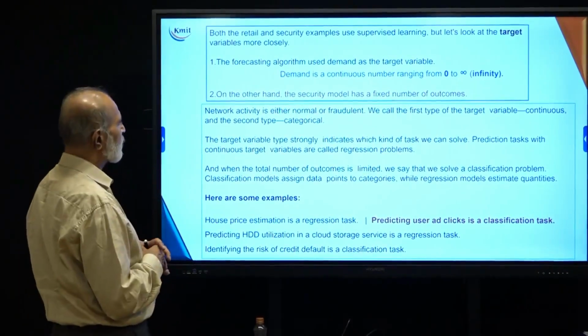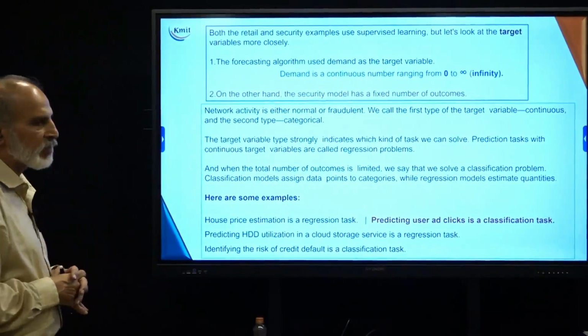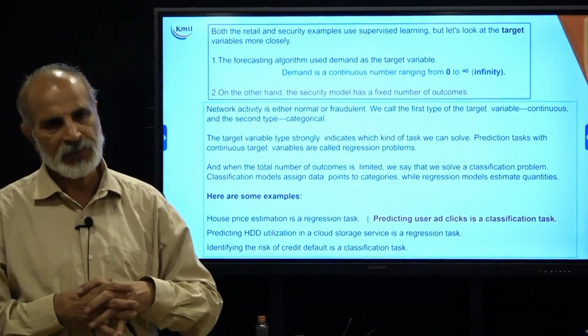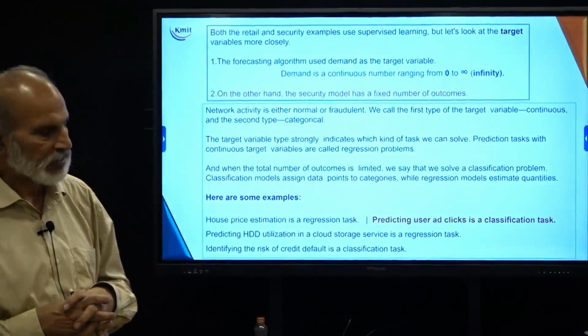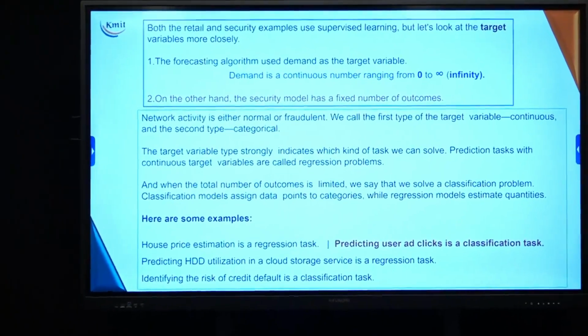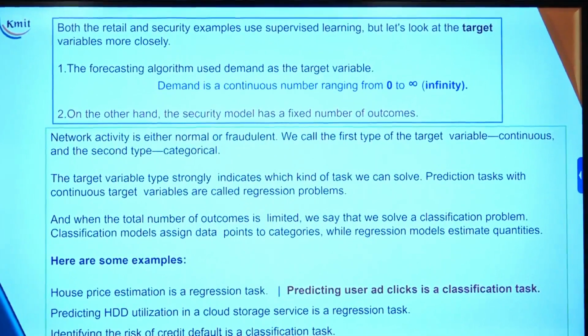On the other hand, the security model has a fixed number of outcomes, either fraudulent or not fraudulent, either a normal activity or an abnormal activity. So this kind of model will predict an outcome, which is a classification problem, whereas the first one is a regression problem. So network activity is either normal or fraudulent.